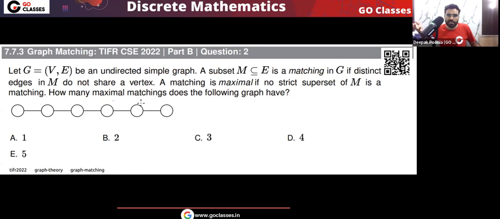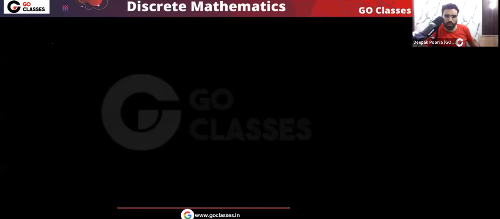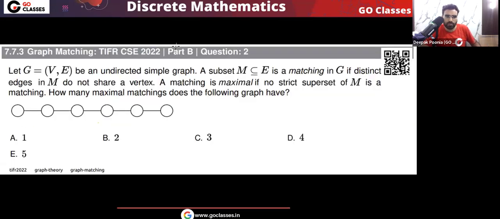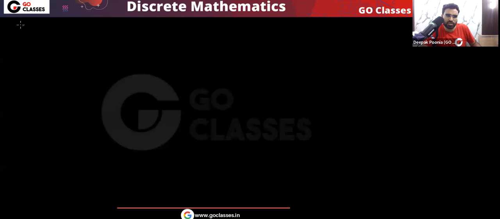Whatever Pn is given to you, whatever path graph on n vertices is given to you, you can count the number of maximal matchings by thinking recursively. That we will do. Now, first, let's solve this question manually. How will most of the students solve it? Most of the students, when they see this question, will not think recursively, they will count manually.